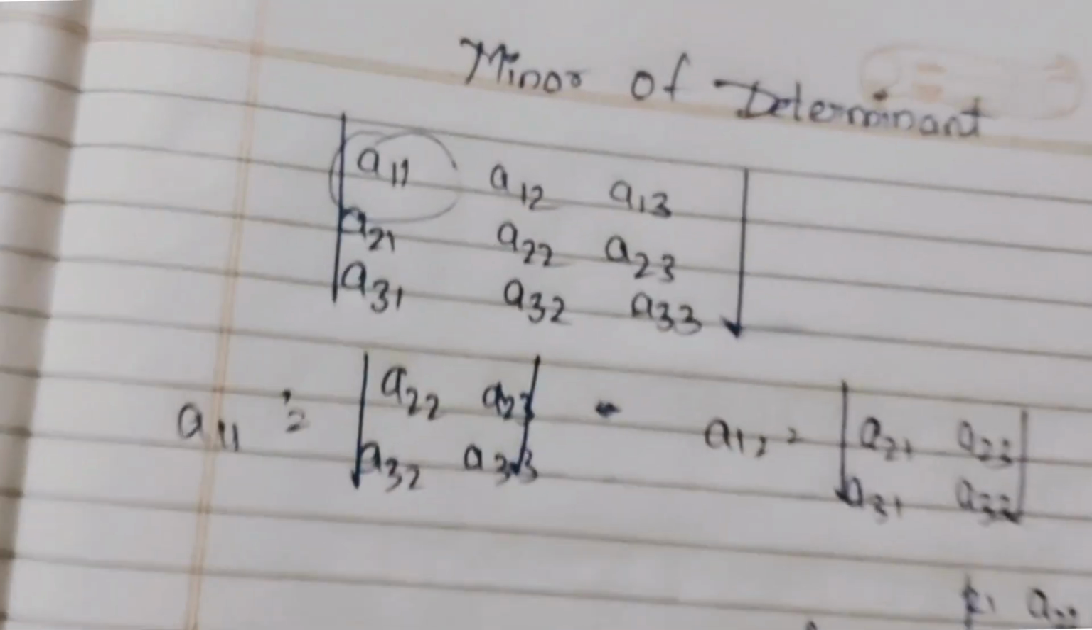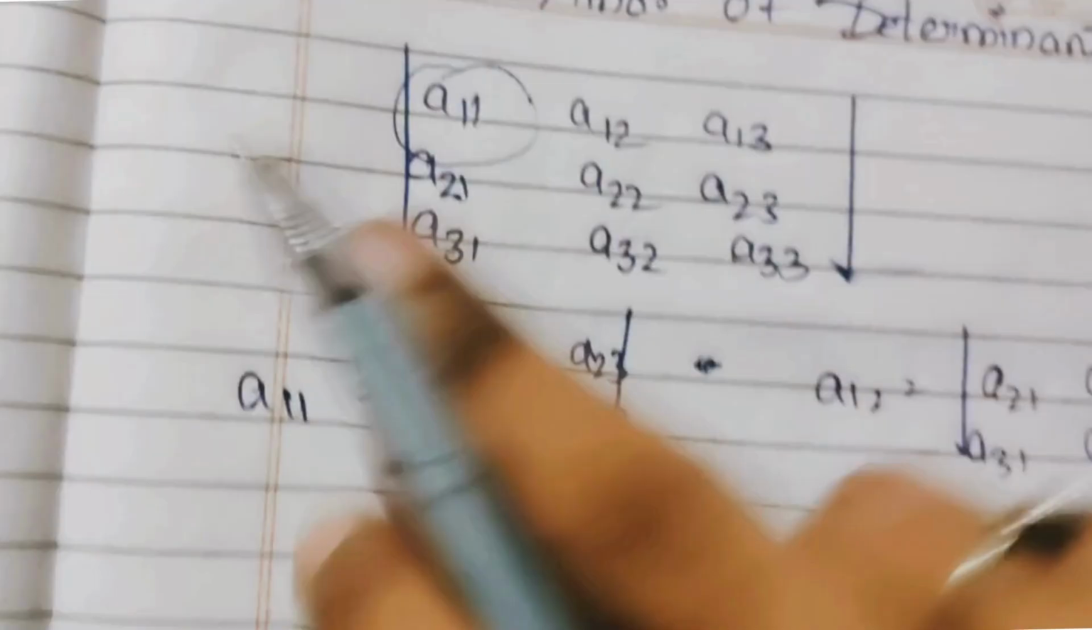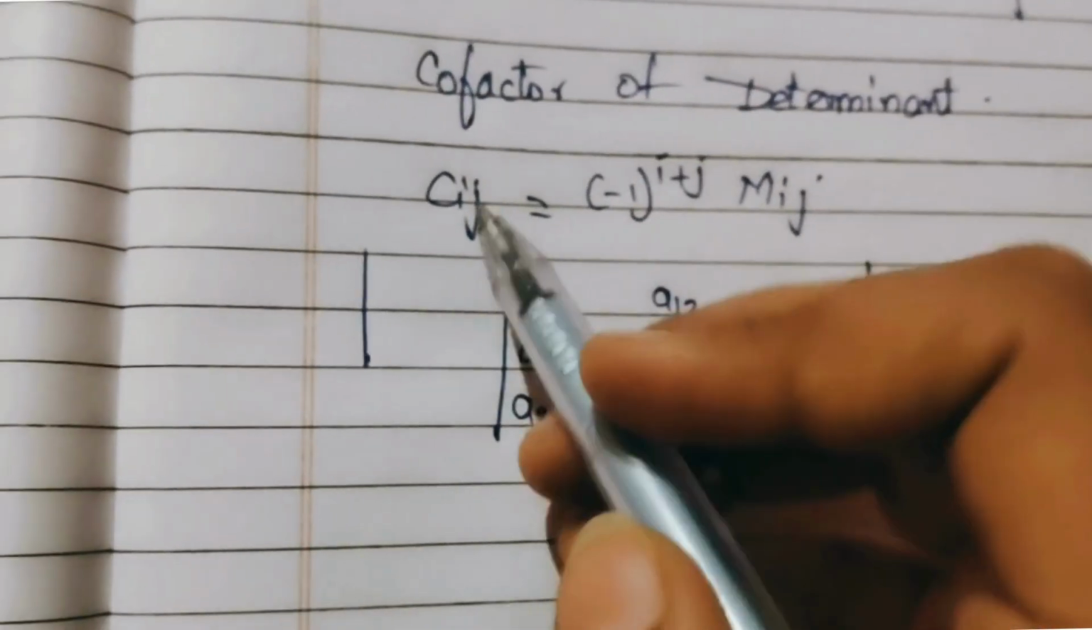Like this only we have to solve the minors. If we are taking A21, A31, or this row also, we have to use the same method. Now let's see the cofactor. So what is the cofactor? The cofactor is like this.